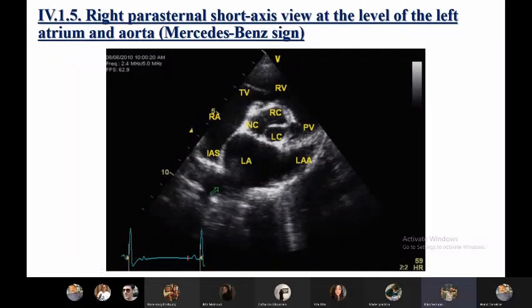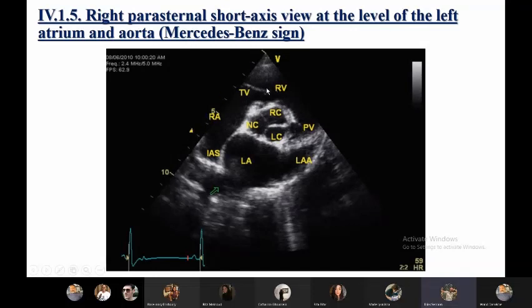The third and final short axis view is the right parasternal short axis view at the level of the left atrium and the aorta, also known for the Mercedes-Benz sign. In this view, the structures observed are the aorta and left atrium, and they are similar in size.